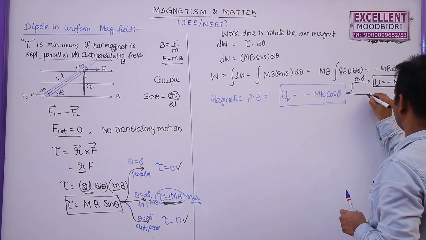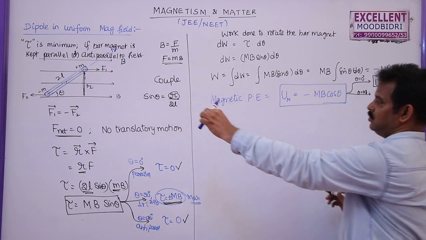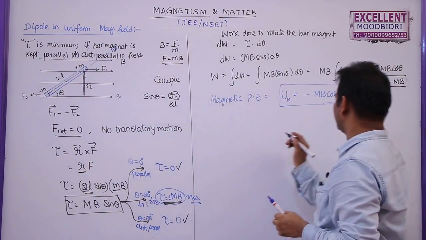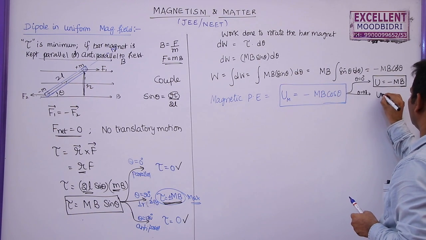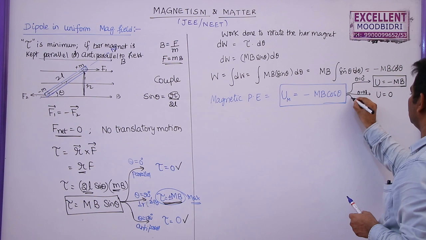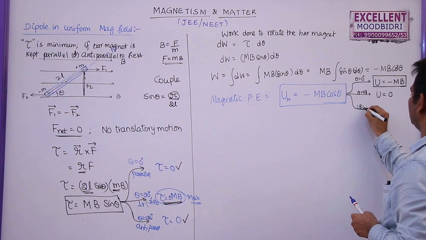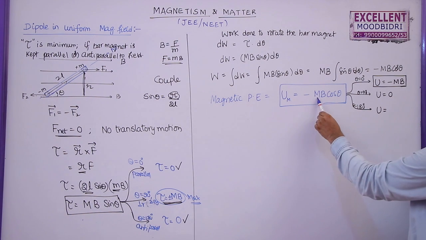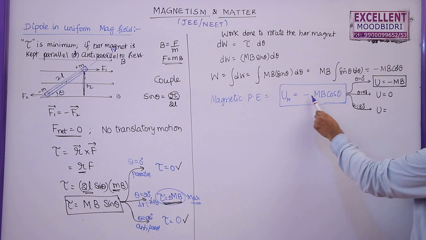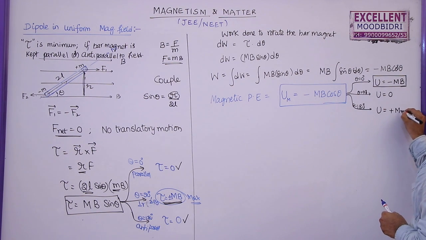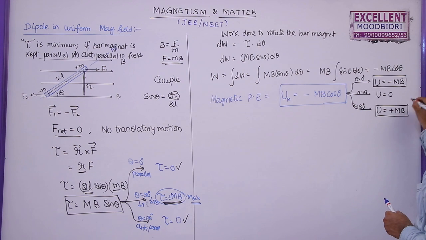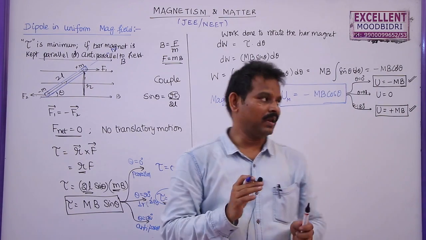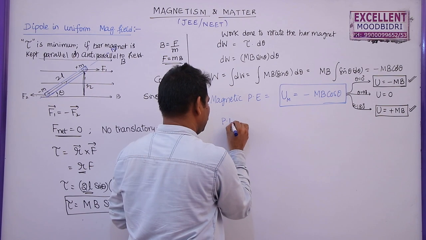Similarly, if theta is equal to 90 degrees, that means when the magnet is placed perpendicular to the field, this will become cos 90, which is 0, so U will become 0. Suppose theta is equal to 180 degrees, the potential energy will become minus mB of cos 180, which is minus 1, so minus of minus is plus. So this will become plus mB. From these three cases you can see this is the minimum potential energy and this is the maximum potential energy of the dipole.